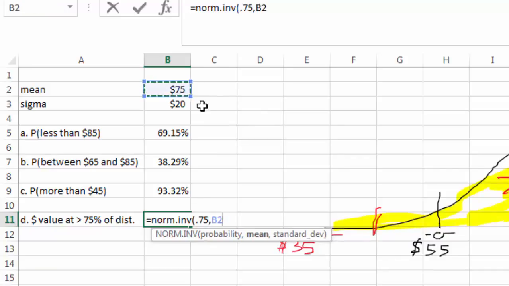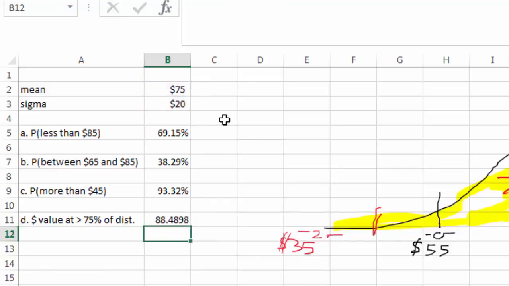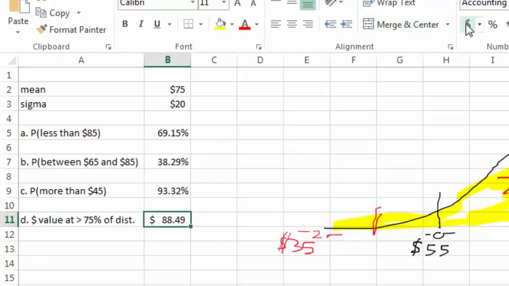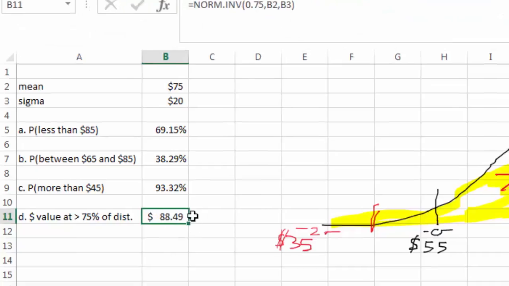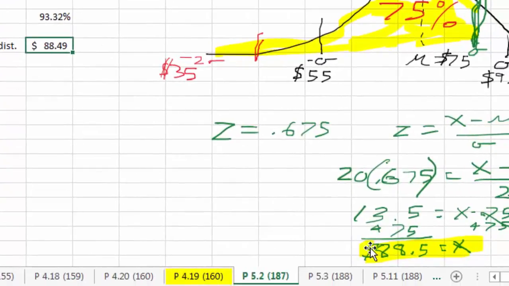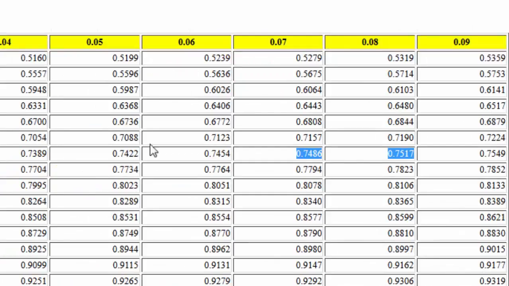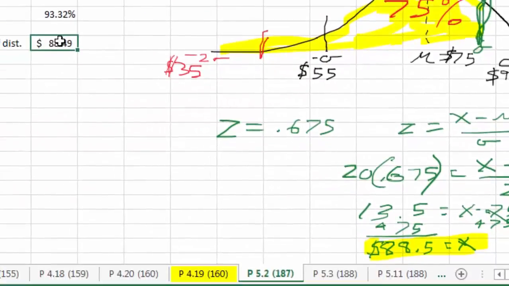We can use cell references or we can type them in. Doesn't matter. Then the standard deviation. And bada boom, 88.489. Let's format that as dollars and round it to two decimals, which it does automatically. 88.49. I calculated 88.5 manually. The only reason we're off by a penny is because, remember, I had to interpolate. So I just split the difference, which isn't the most accurate way to do it, based on the fact that my Z table only goes to hundredths. But close enough, and Excel, of course, is going to be perfectly accurate and much easier to calculate.